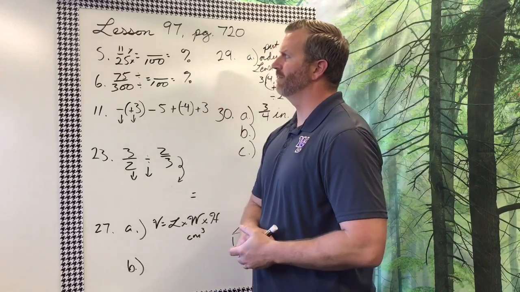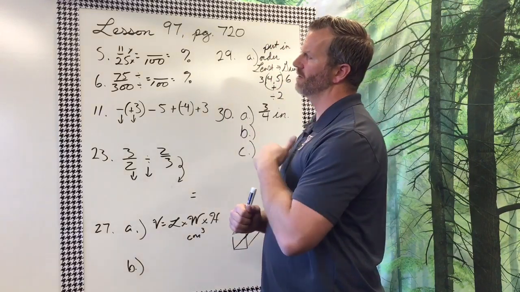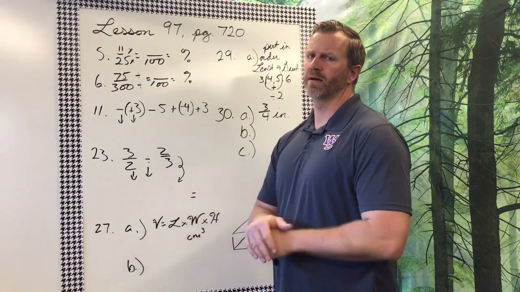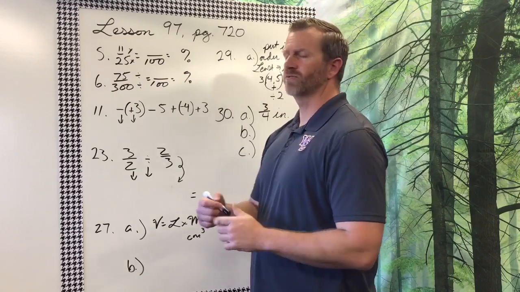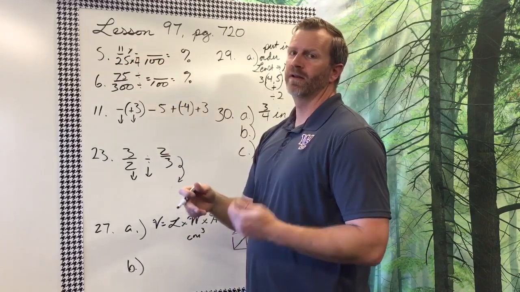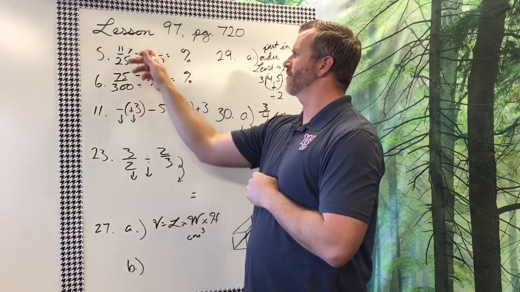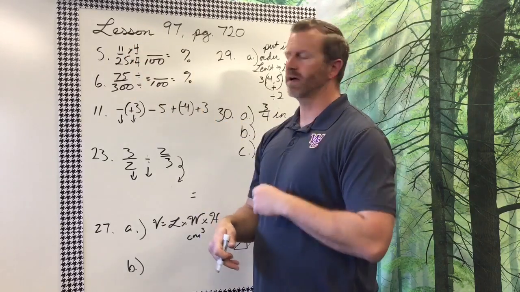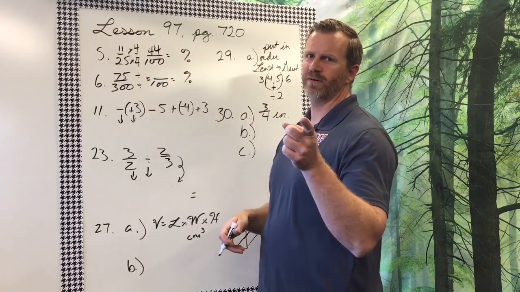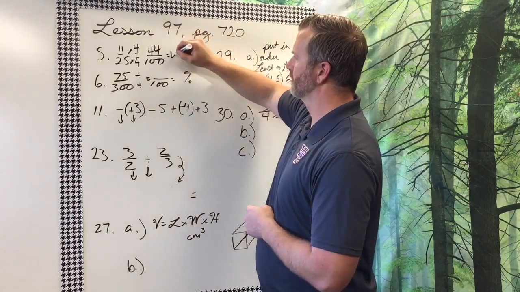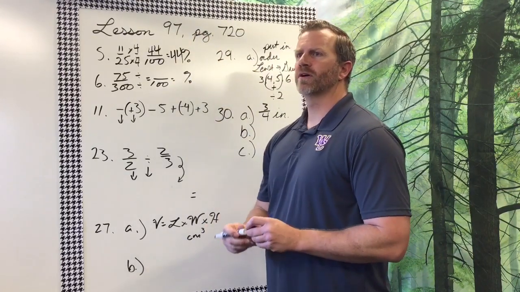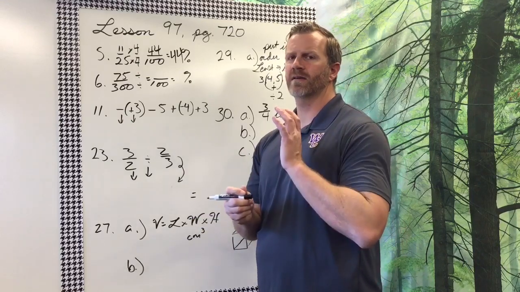Let's check out number 5. We've got a fraction, 11 over 25, and we are trying to turn it into a percentage. Micah, help me out with this one. 25 times what is going to give us 100? Perfect, 4. We multiply by 4 on the bottom, so we have to do it on the top, right? So 11 times 4 is going to give us 44. What percent does that equal? Beautiful job, 44%.